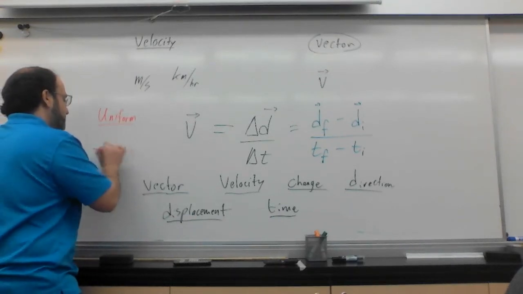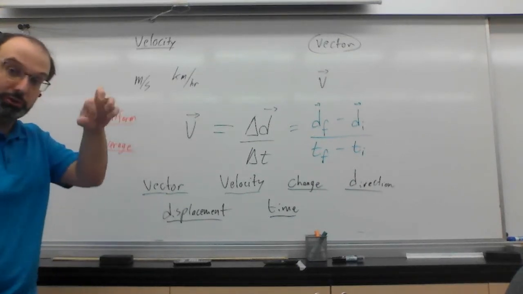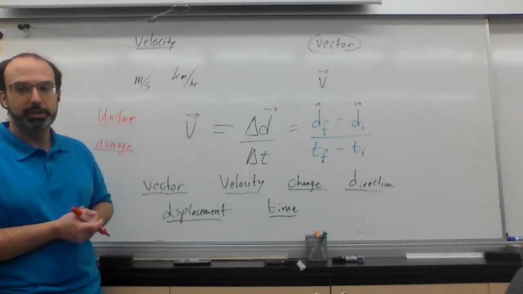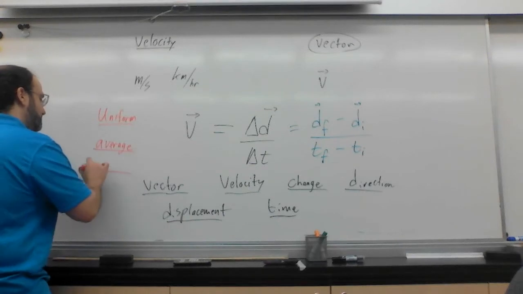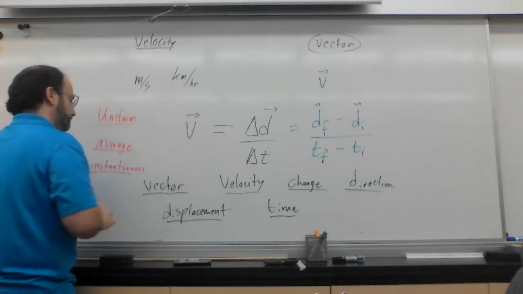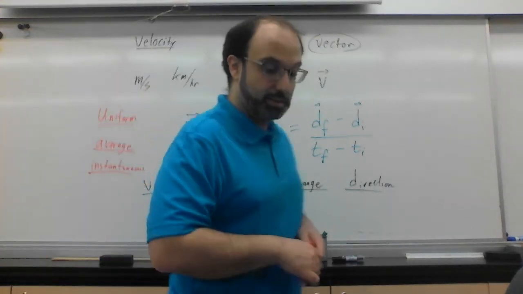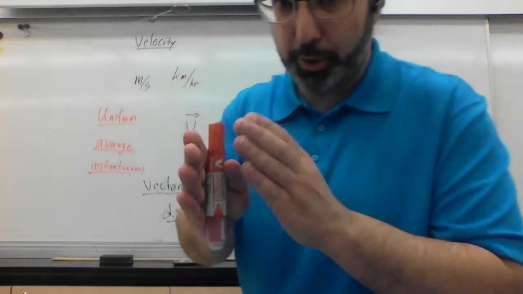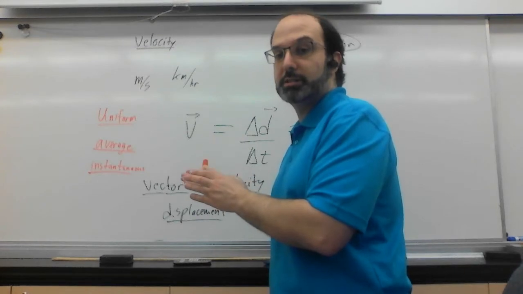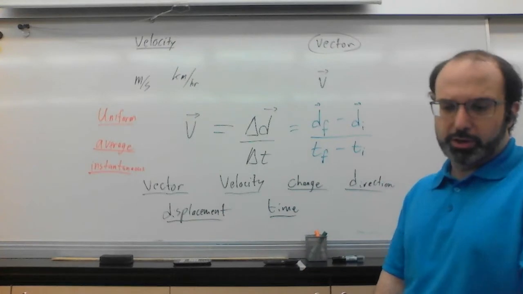The next one on our list was average. Average, of course, is the total divided by the total. So this is what you're doing overall. And then the last one is instantaneous. Instantaneous, much like we saw with time, just means that it's what's happening at this exact moment. So there you go. Uniform velocity, average velocity, instantaneous velocity. All of that, hopefully, is pretty familiar.